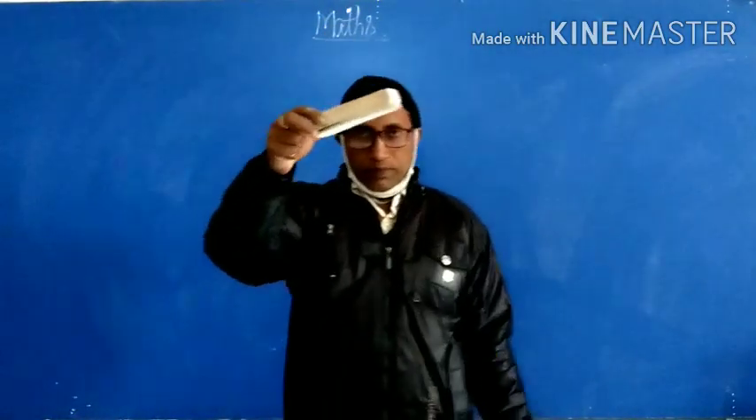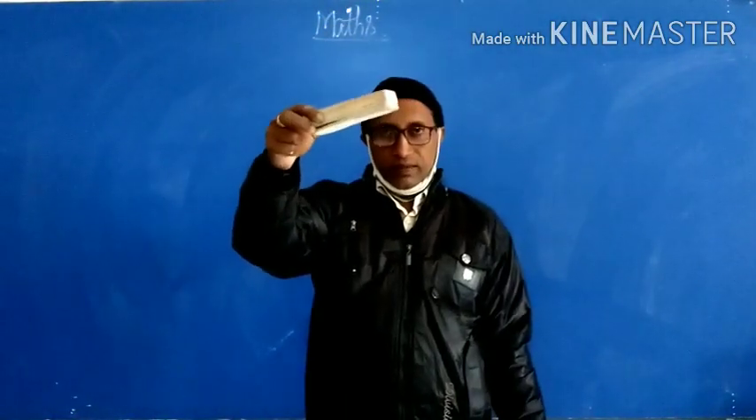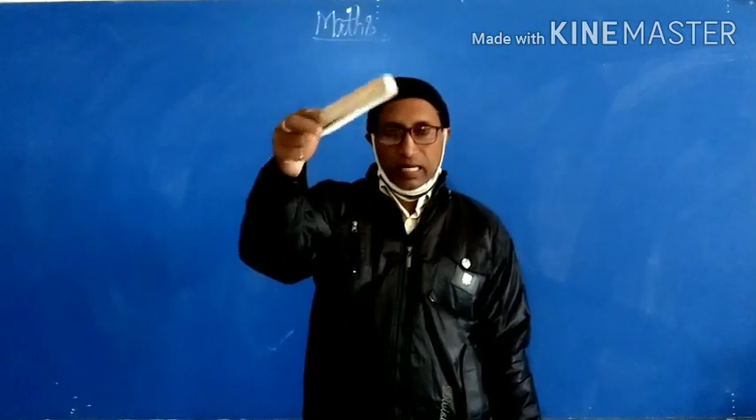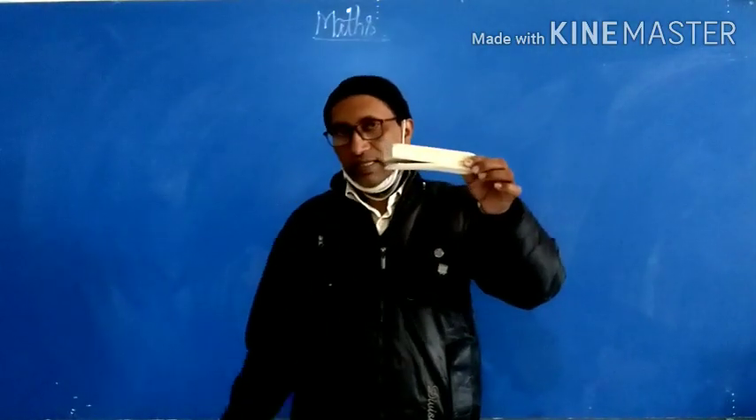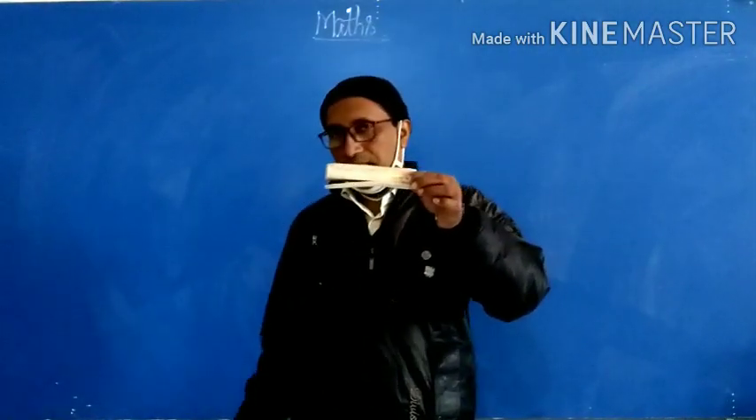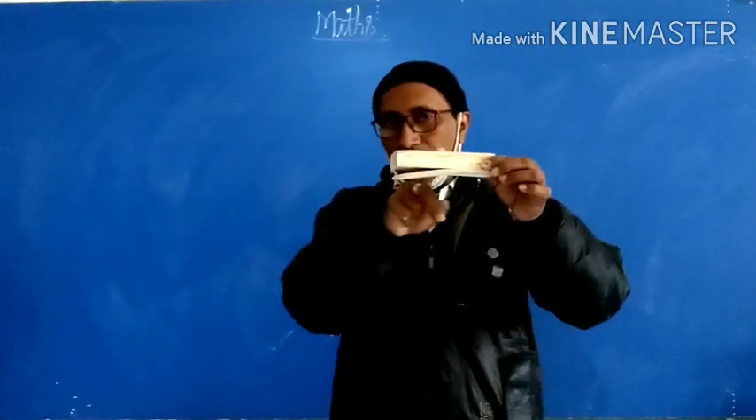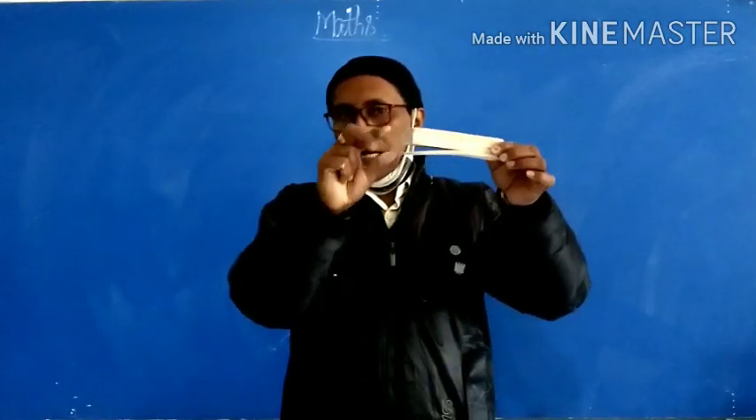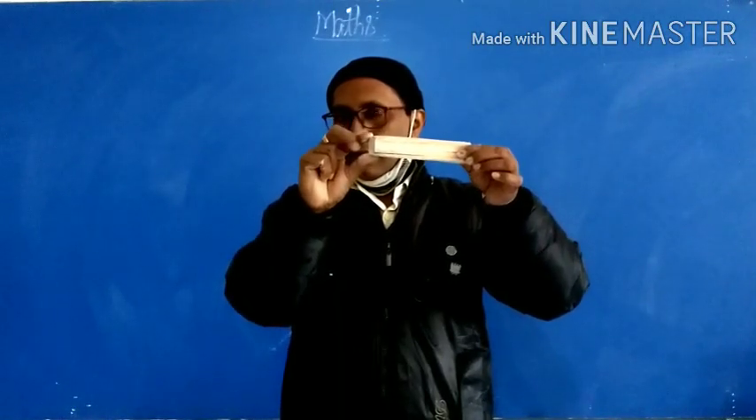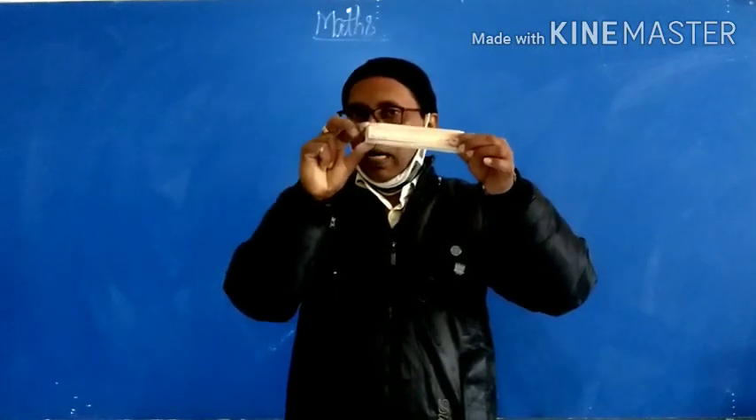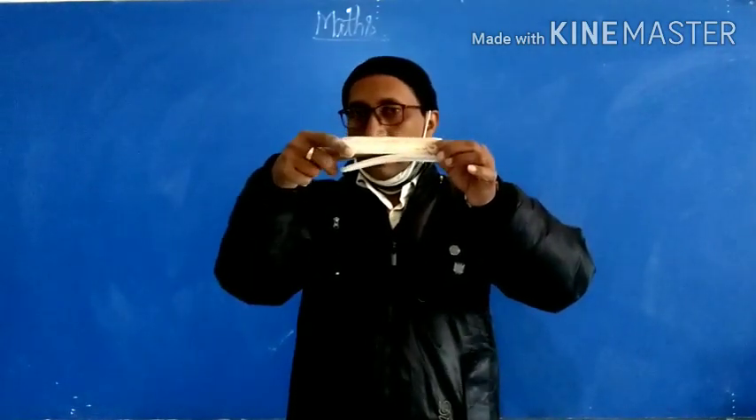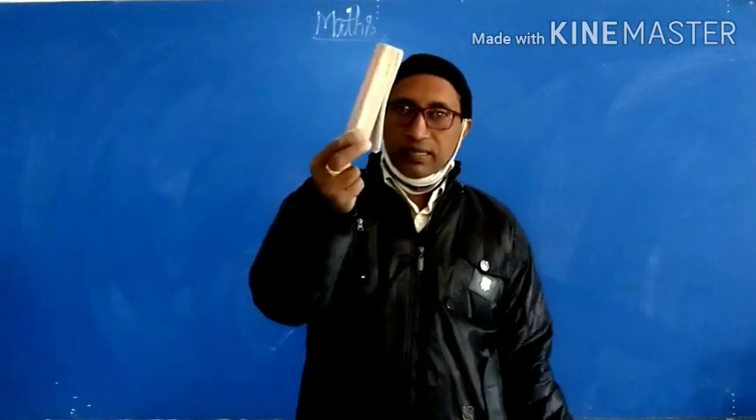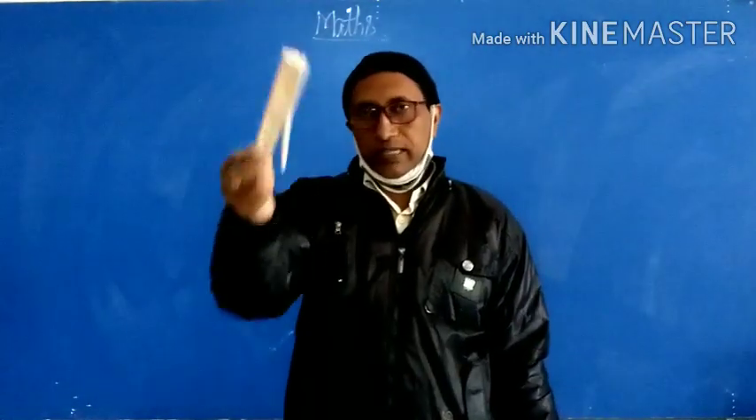Like this duster. What is the volume of this duster? The volume of this duster is equal to the space occupied by this object, and that is equal to length into breadth into height. This duster occupies this total space. Therefore, the volume of this duster is L into B into H.